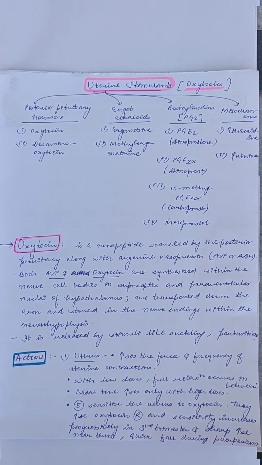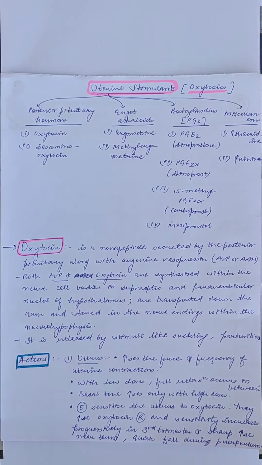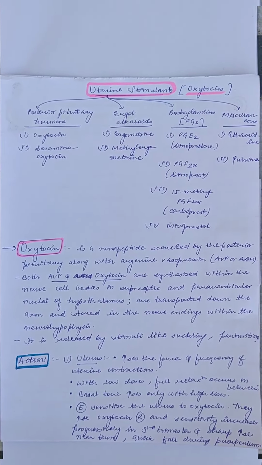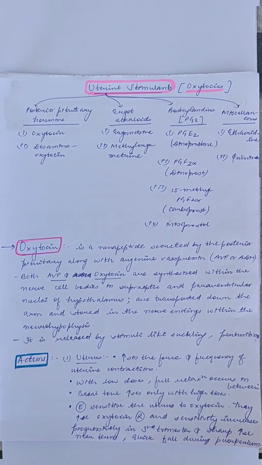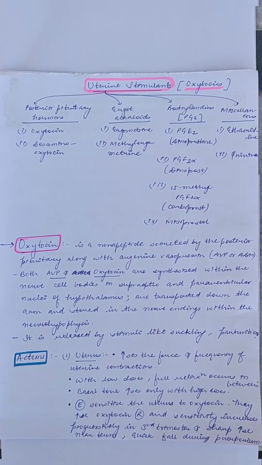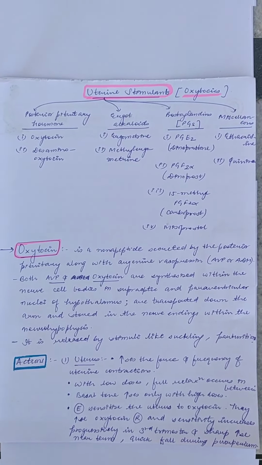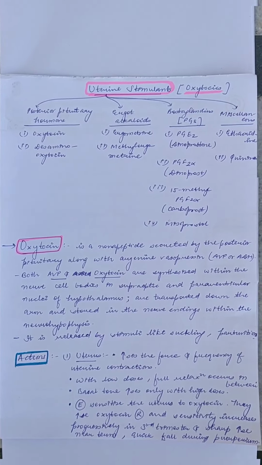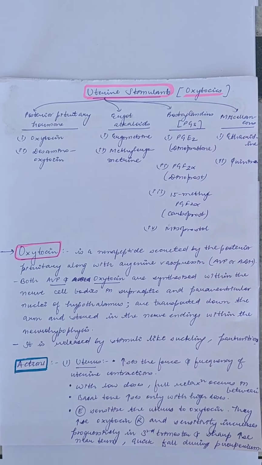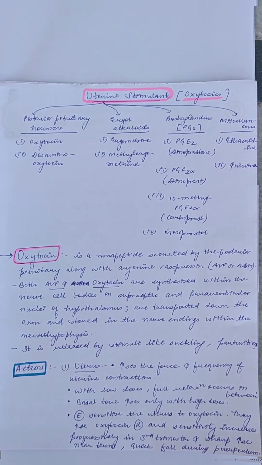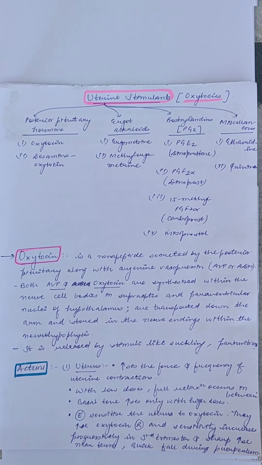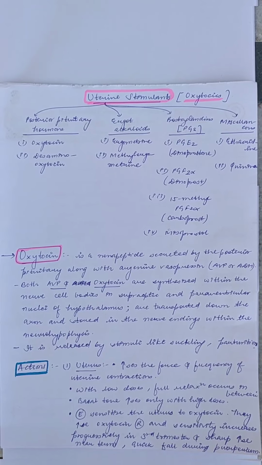Now we will talk about the most commonly used oxytocic that is used in obstetrics, and this will be oxytocin. Regarding oxytocin, it is a nonapeptide that is secreted by the posterior pituitary along with the arginine vasopressin, that is AVP or ADH. Both AVP and oxytocin are synthesized within the nerve cell bodies in supraoptic and paraventricular nuclei of hypothalamus and are transported down the axon and stored in the nerve endings within the neurohypophysis or posterior pituitary. And it is released by stimuli like suckling and parturition.